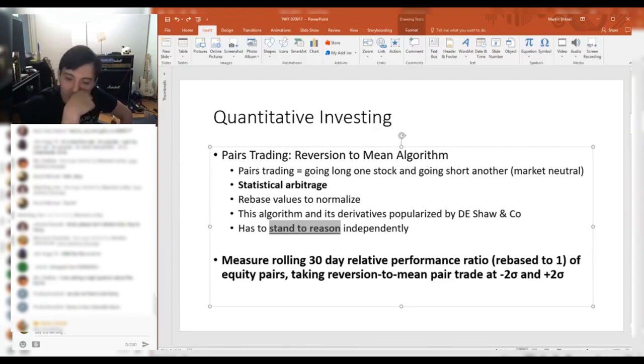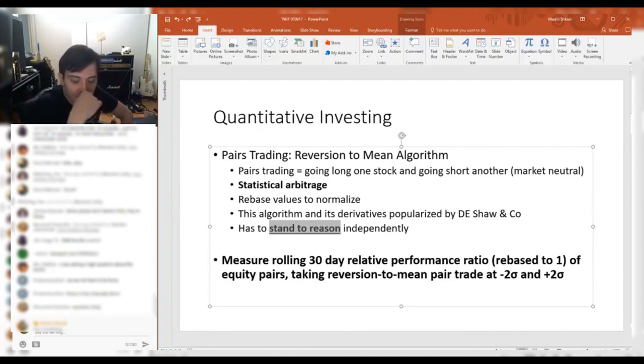And it was popularized, I think, by D.E. Shaw. Again, companies like Renaissance, D.E. Shaw, Two Sigma, etc., control their algorithmic trading secrets very carefully. But I know this is a pairs trading phenomenon for equities that D.E. Shaw does quite a bit of. So what I did is I took the rolling 30-day rebased relative performance.